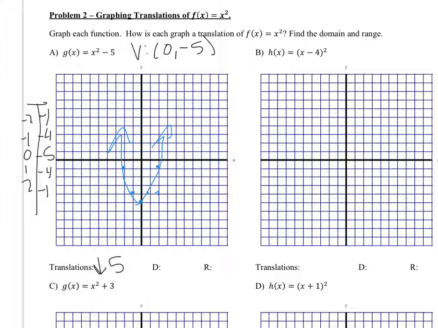So now I look at my domain and range. How far left do I go? Well, that arrow goes on forever. How far right do I go? It goes on forever. So my domain will be all real numbers. Again, like this. I did it wrong.